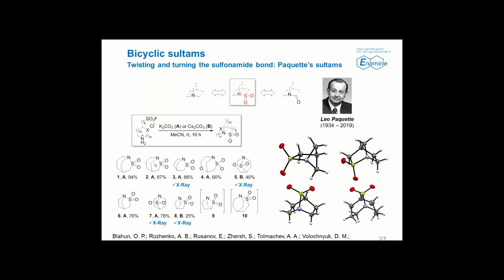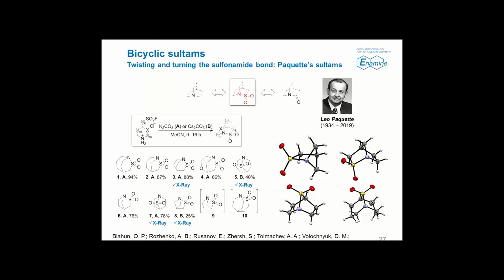Not only were larger Paquette sultams obtained that were originally described by Paquette, but even more strained structures, including compound 8, which is the smallest Paquette sultam known so far. This compound also formed under similar conditions, although a somewhat stronger base was required to complete the cyclization. Some of the derivatives still did not undergo cyclization. For example, compounds 9 and 10 could not be obtained.